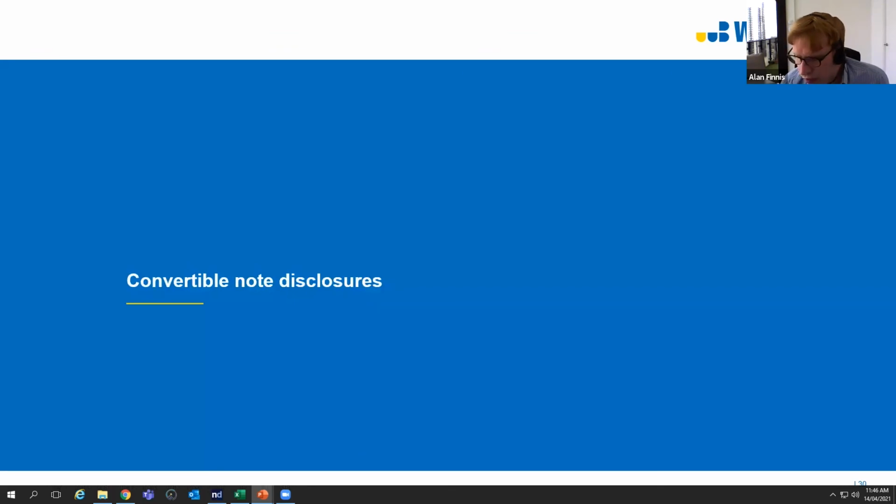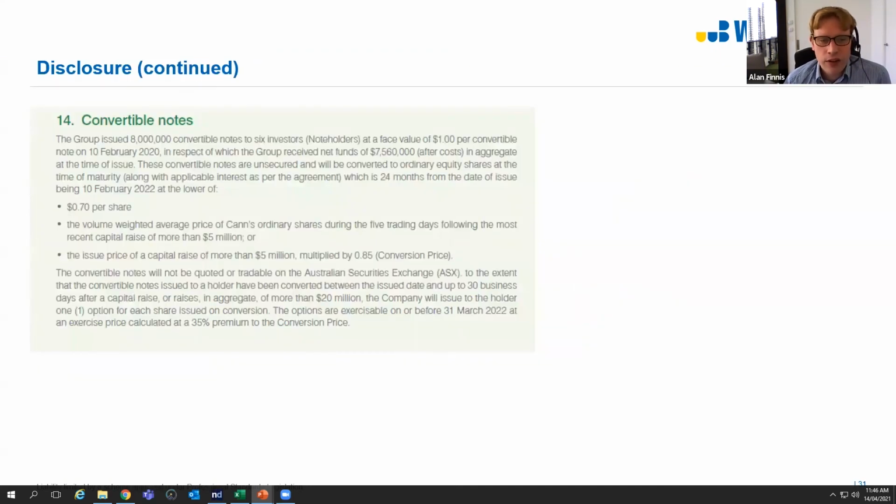Just before we wrap up, I wanted to show you a couple of convertible note disclosures. So this one here, essentially the first thing we'd have to do in the notes is disclose the key terms of the note, and when they expire, what the price was, how many there are and the expense there. And as you can see for this one, there's a variable number of shares because we don't know how many shares are going to be converted.